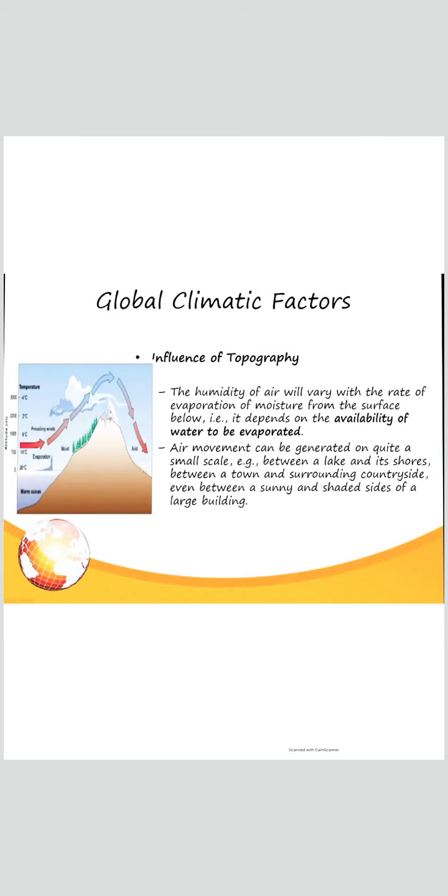The humidity of air will vary with the rate of evaporation of the moisture from the surface below. That is, it depends upon the availability of water to be evaporated. Air movement can be generated on quite a small scale. It can be generated between a lake and its shores, between a town and its surrounding countryside, between a sunny and the shaded area of a large building.